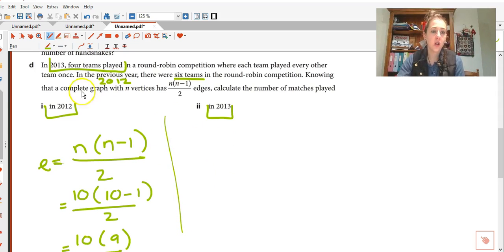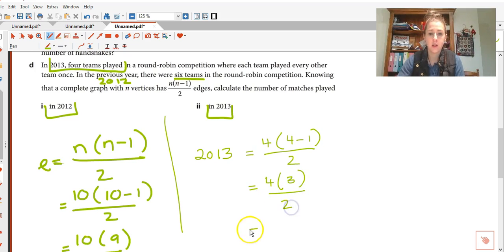So I'm going to go with my 2013 first, because it's the first part of the question. So 2013 is equal to 4 teams played, so 4 multiplied by 4 minus 1 over 2. So 4 multiplied by 3 all over 2. 4 multiplied by 3, of course, is 12, divided by 2 is 6. So there were 6 games in 2013.